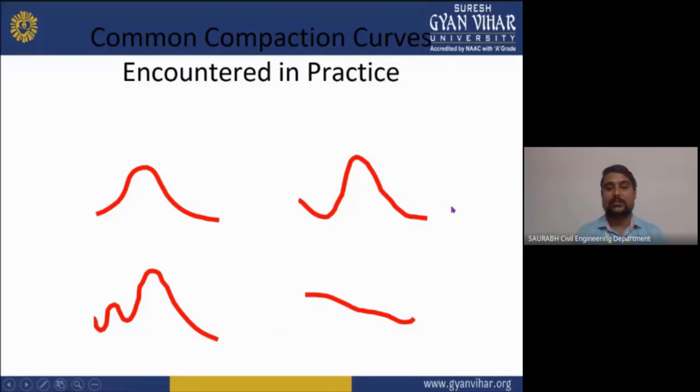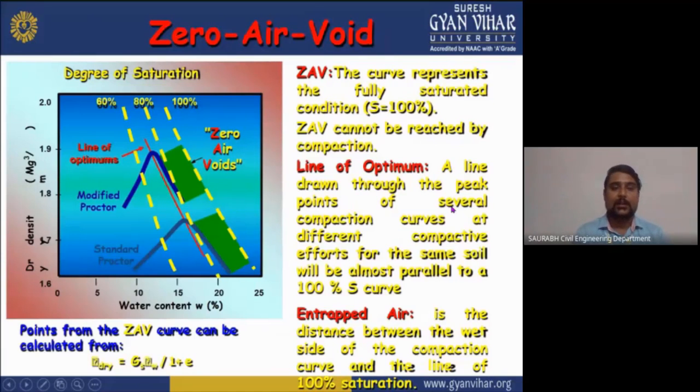Now you can see this is the curve which you will get during the compaction of a soil. Now we will see what the zero air voids are. As you can see here, this figure shows the dry density and water content relationship, and this is also known as the degree of saturation graph. And the ZAV line, as you can see here, known as zero air voids, represents the fully saturated condition, where S is equal to 100%, and ZAV cannot be reached by compaction.